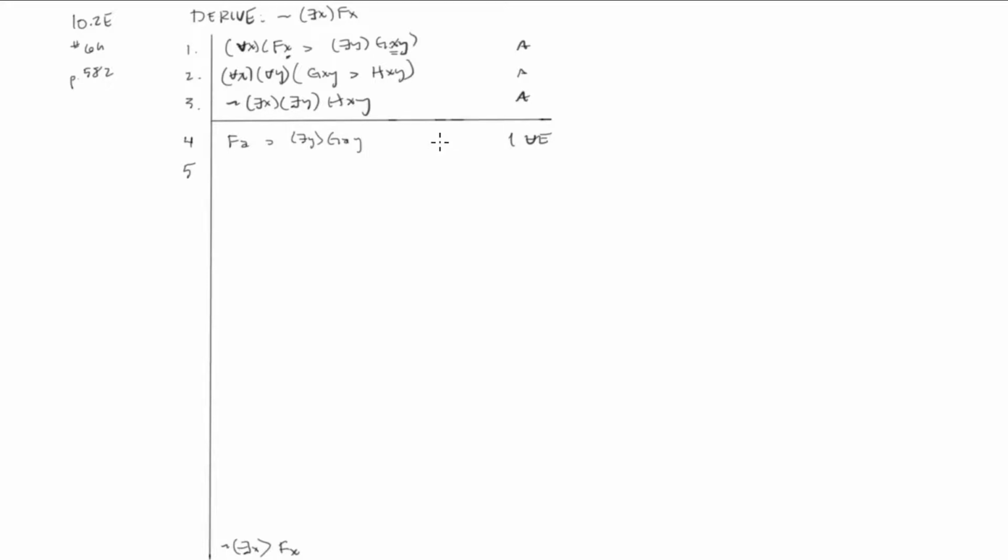Let's do the same thing to line 2. We can choose any name we want. We'll drop the x quantifier, replace the x's, and there are 2 of them. We have to replace them with names, and we're going to replace them with the name a. So start with the y quantifier, for all y, open paren, G a y horseshoe H a y. That's from line 2, universal elimination.